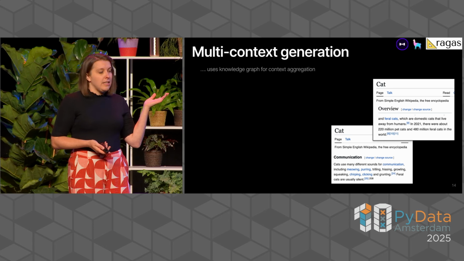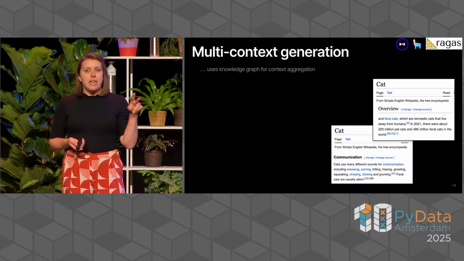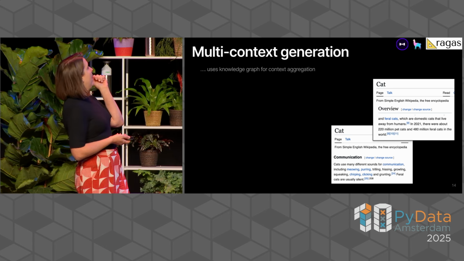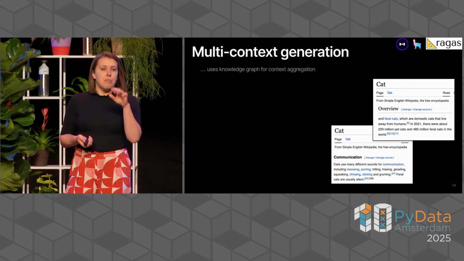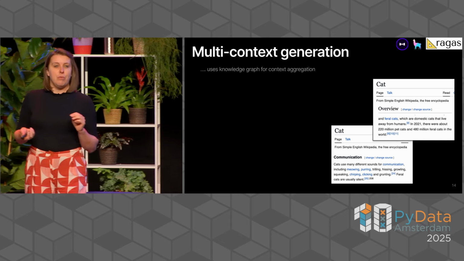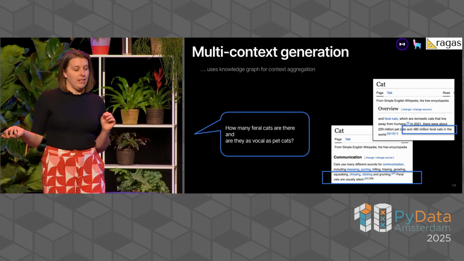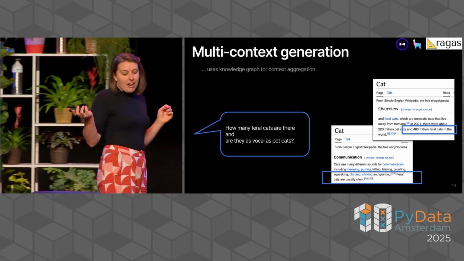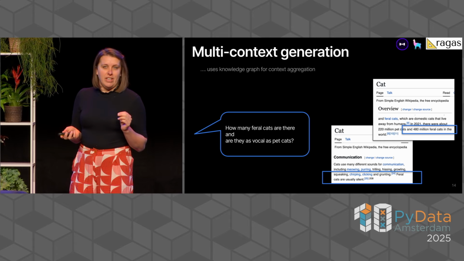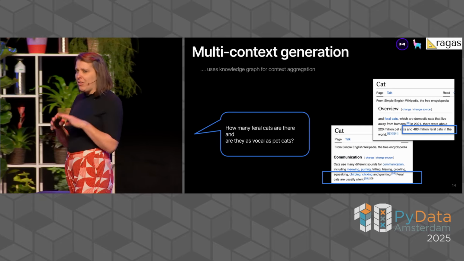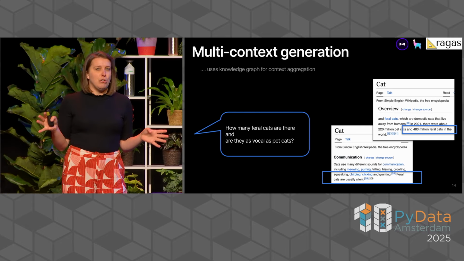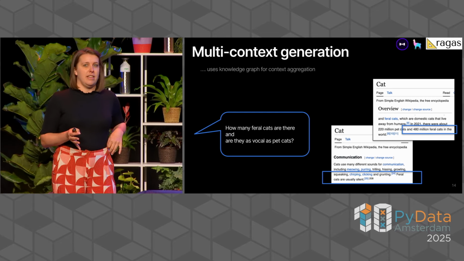So for an example like this, where I have two contexts, one containing some overview information about cats, the other one communication patterns, it can give you a question like this: how many feral cats are there, and are they as vocal as local pets? And with this, you have a good start on a synthetic data set.